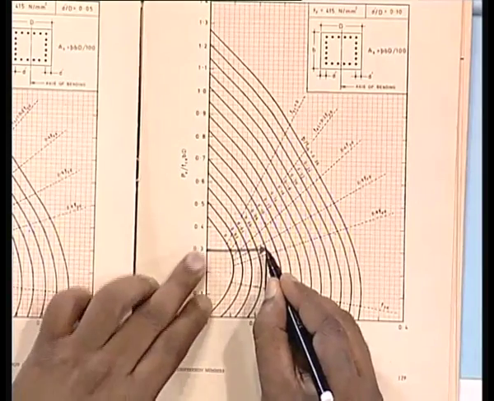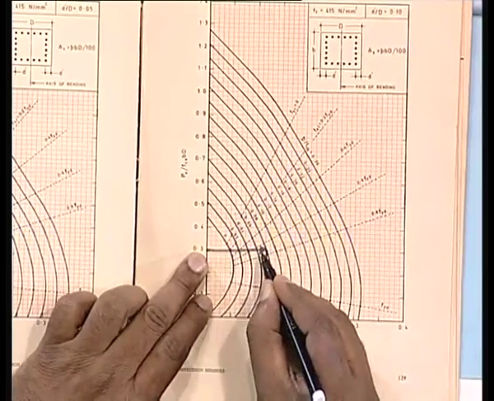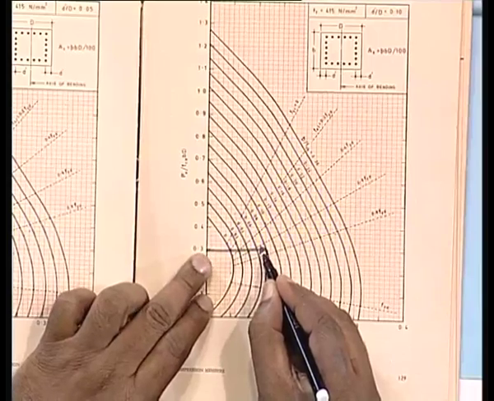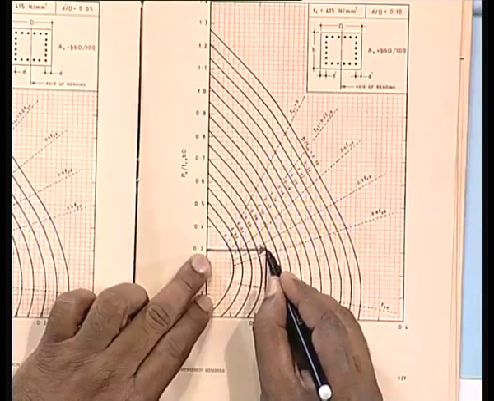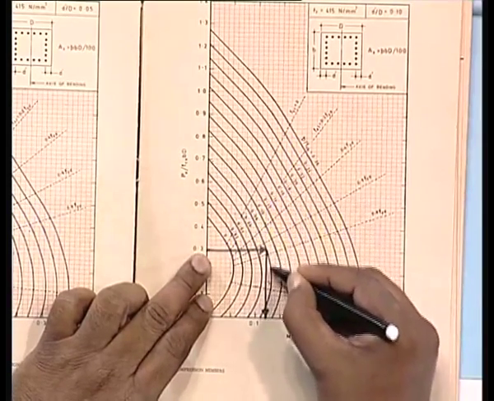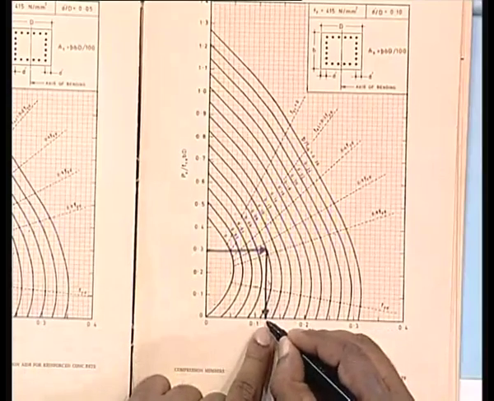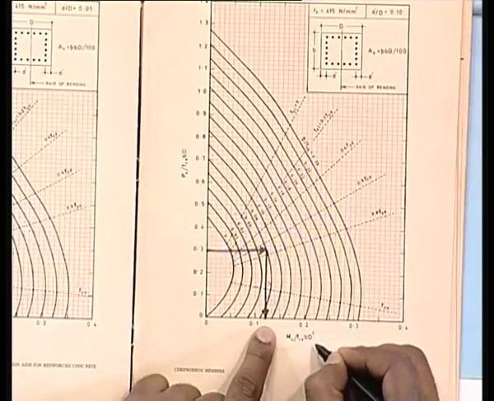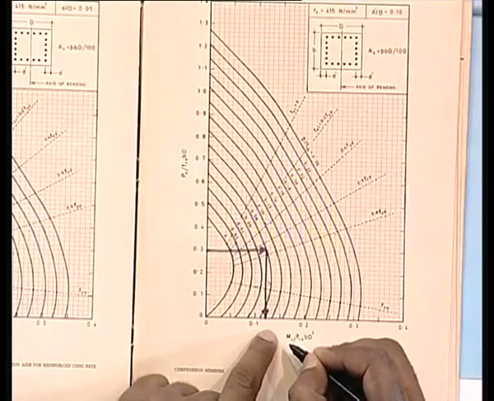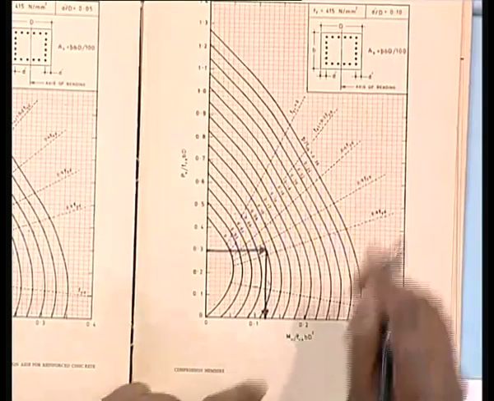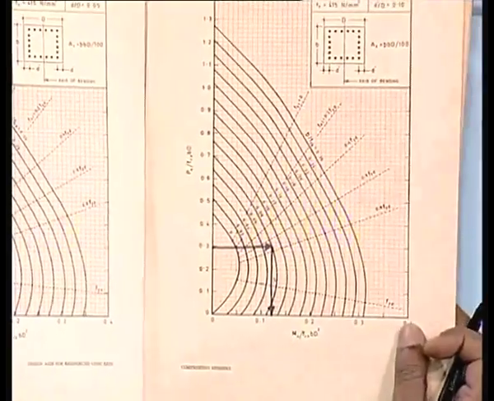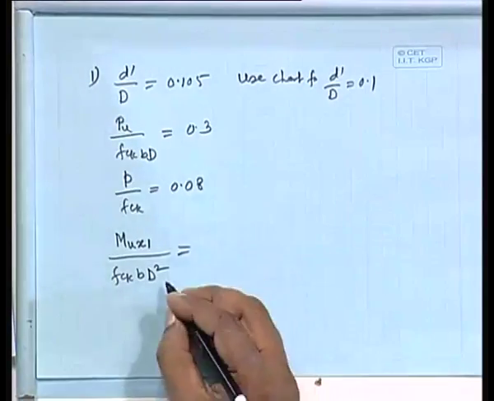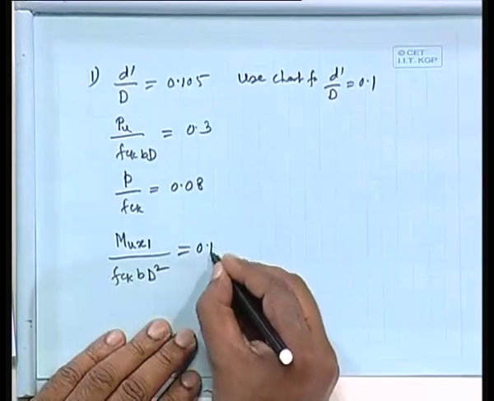So I have started here, Pu by FCK BD 0.3, then P by FCK 0.08 curve, and you come down wherever it is cutting Mu by FCK BD square, that is your 0.12. That value we have taken from D dash by D equal to 0.1. So MUX1 by FCK BD is coming as 0.12.